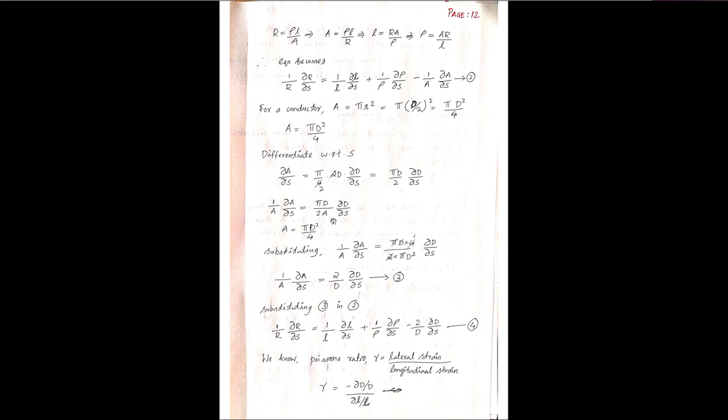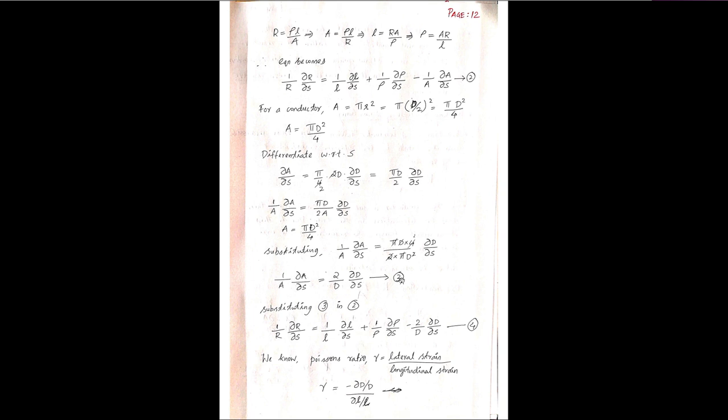So area we know that it is pi d square by 2. Substituting area here as pi d square by 2, we will be getting 1 by A into dou A by dou S equal to 2 divided by d into dou d by dou S, which is equation number 3. So here equation number 2 is there, and equation number 3. Here you can see 1 by A into dou A by dou S, here also 1 by A into dou A by dou S, we get it as 2 by d into dou d by dou S.